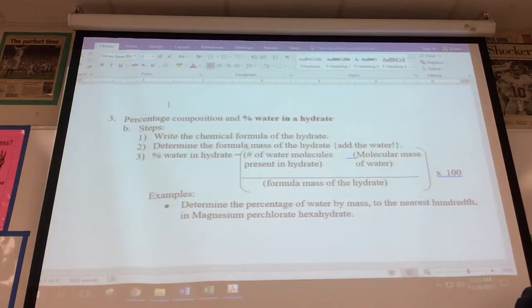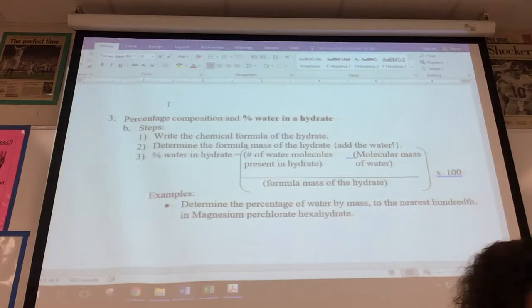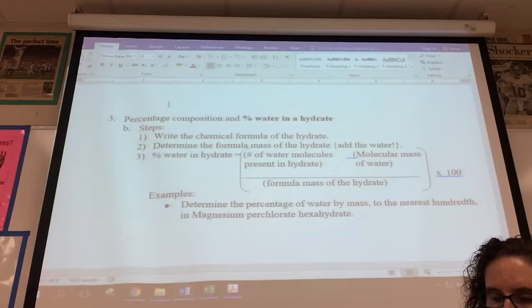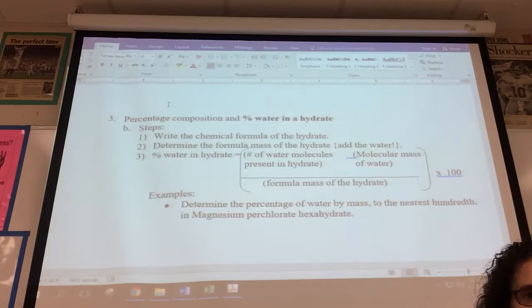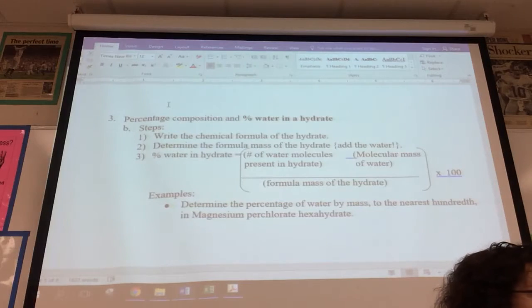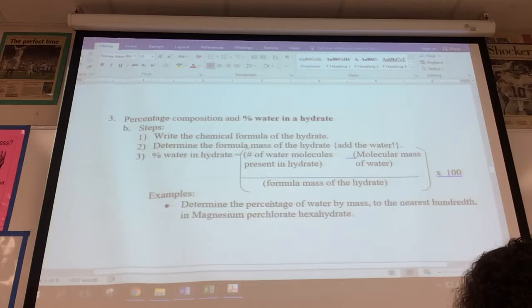Let's walk through this first problem together, and then we'll try one alone. And then we also can do it for the substance we're using in the lab, and you'll be able to compare these accepted values that you get from the chemical formula alone with your experimental data, and you can determine percent errors. So in this first one, we want to determine the percentage of water by mass to the nearest hundredth for magnesium perchlorate hexahydrate. Let's take a look.